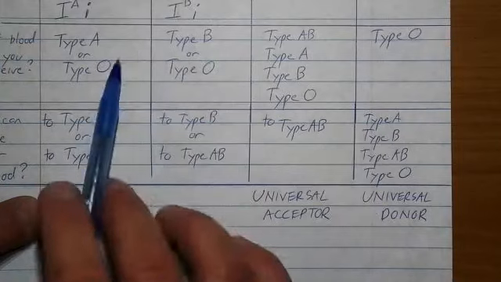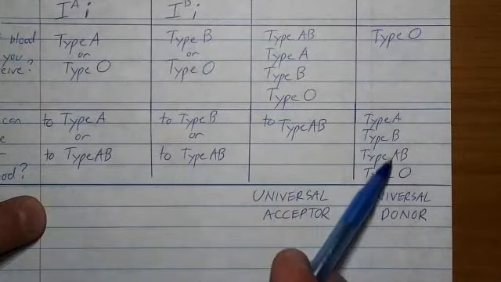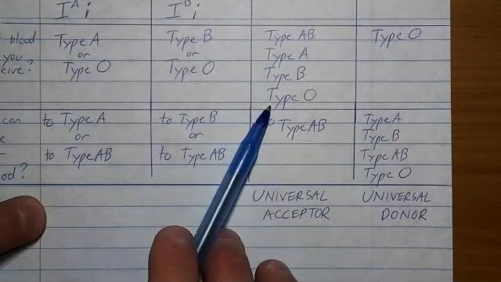Whereas if you're a certain type, you can only accept certain types and you can only give it to certain types, but type O can give it to everybody. And type AB, they can take it from anybody.